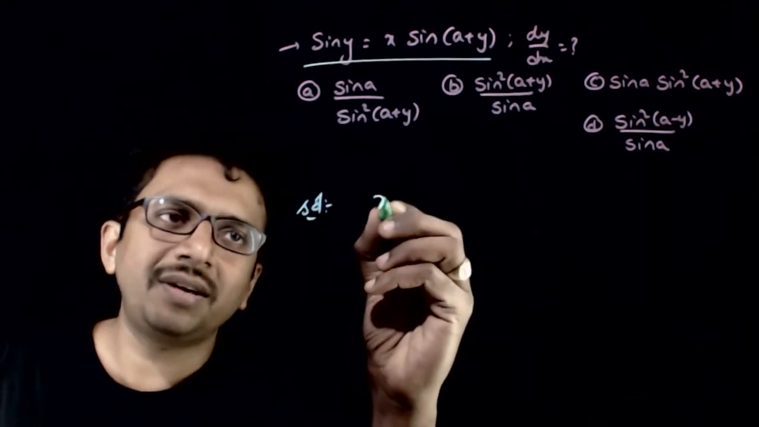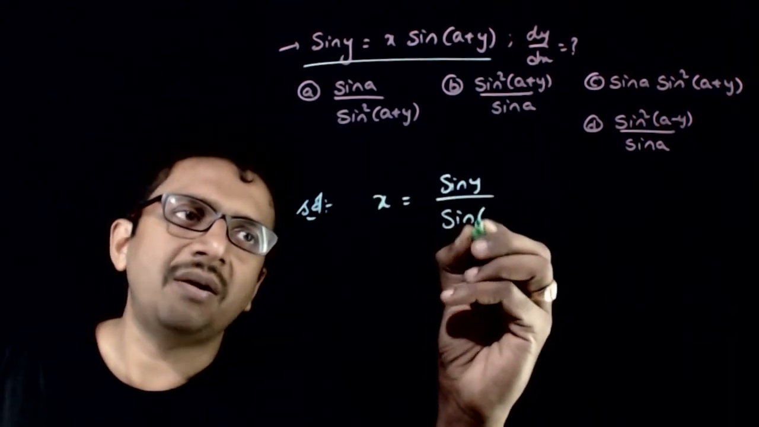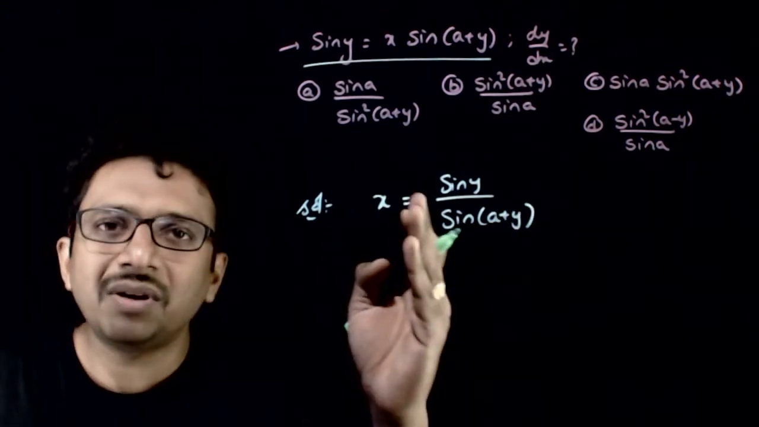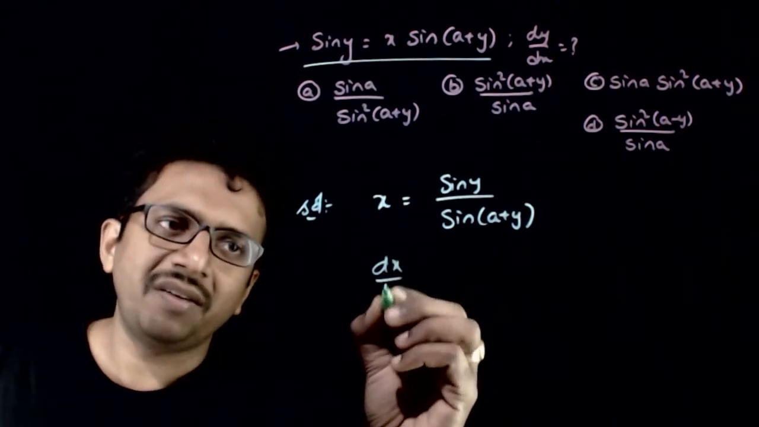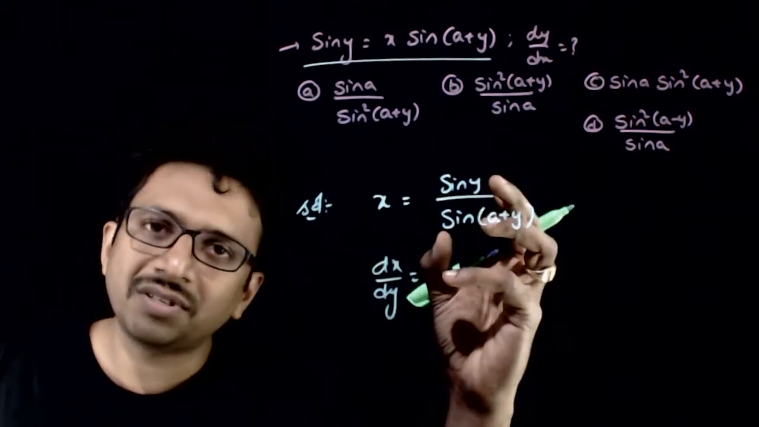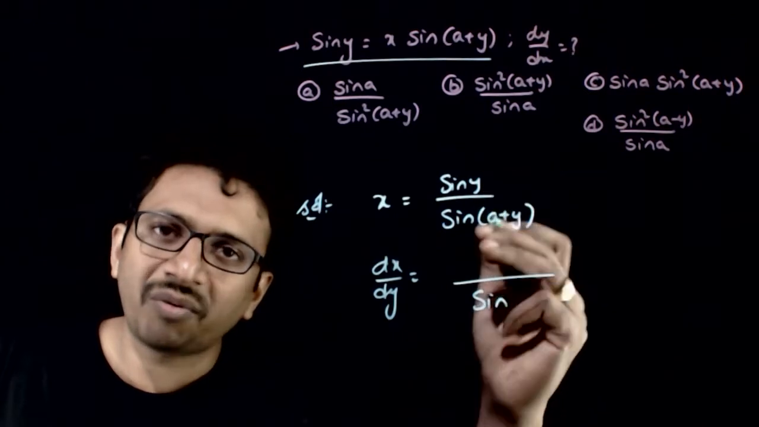So what I'll do is I'll take x is equal to sin y by sin(a + y). So I have x is equal to something in terms of y. So now what is dx by dy? If I have to differentiate this with respect to y, that is equal to, this is in the form of a quotient rule.